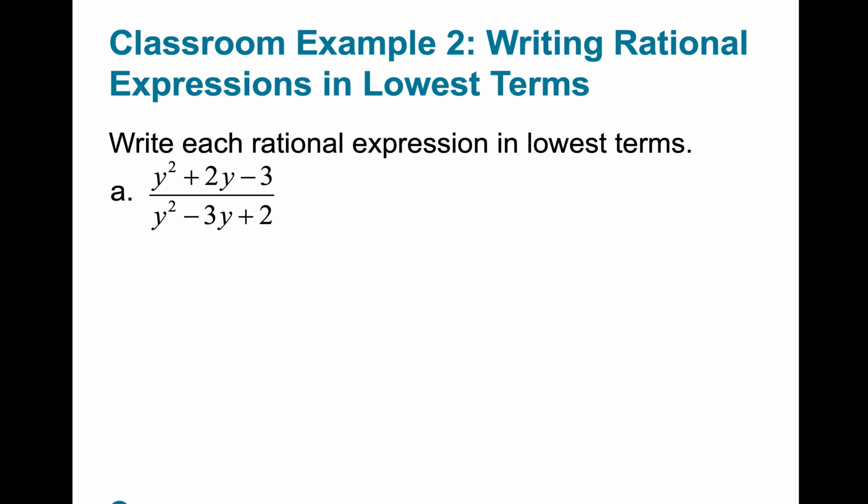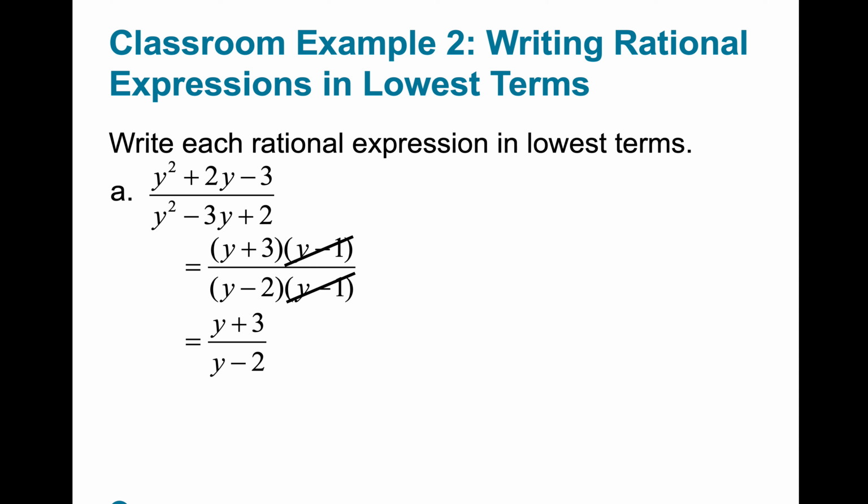I'm worried about the top because I want to reduce this, not because I want to find the domain. So I'm going to factor the top and the bottom. They each have a y minus 1 in common, so I'm going to cancel out those factors, and I'm left with y plus 3 over y minus 2.